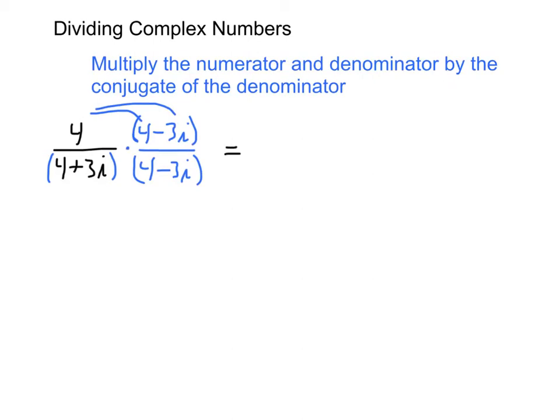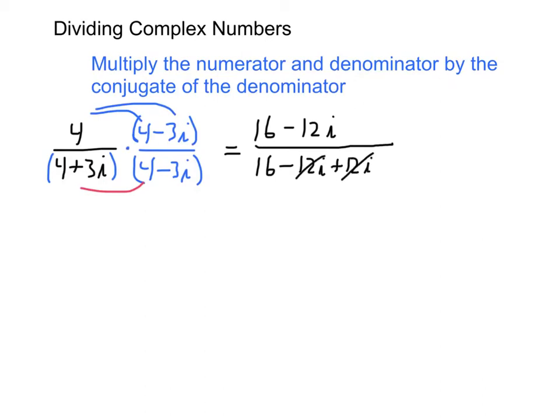So that's going to give us, let's see, 4 times 4, that's 16 minus 12i in the numerator. And then in the denominator, we'll do the FOIL. So 4 times 4 is 16. And then you have a minus 12i for the outers and a plus 12i for the inners. And notice they're going to cancel, which is the reason we're doing this. And then we have minus 9i squared.